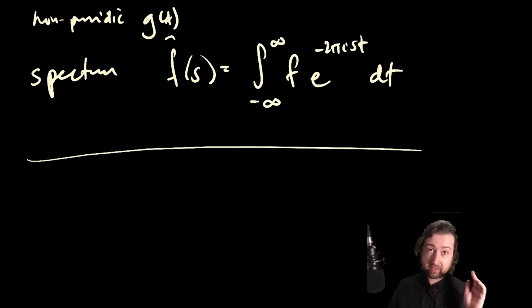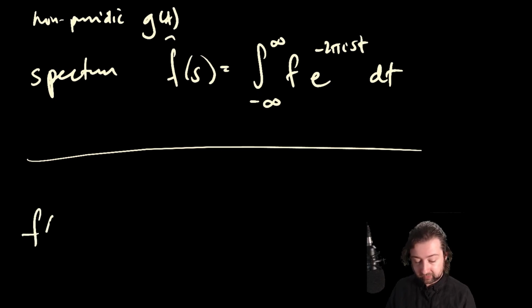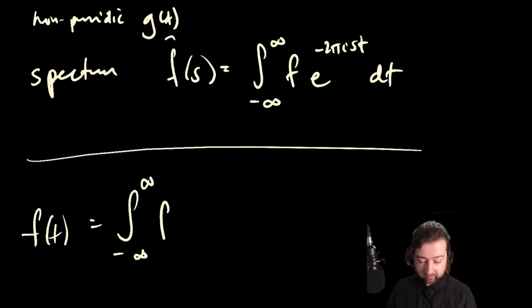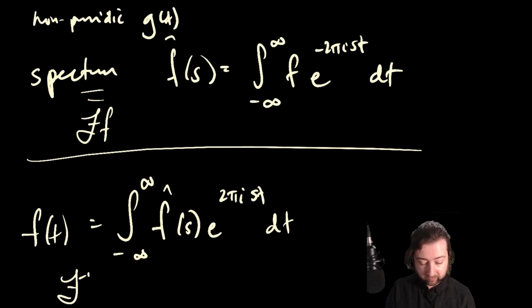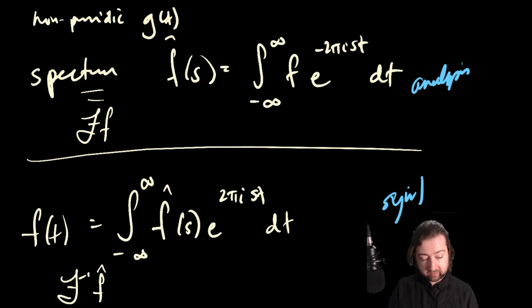And if I want to put the function back together again, I can write down that f of t is equal to the integral from minus infinity to infinity of f hat of s e to the positive 2 pi i s t ds. And the notation that we use for this is the spectrum is the Fourier transform of f, and the original function is put back together from that by using the inverse Fourier transform of f hat. This is the analysis, or decomposition, and this is the synthesis.